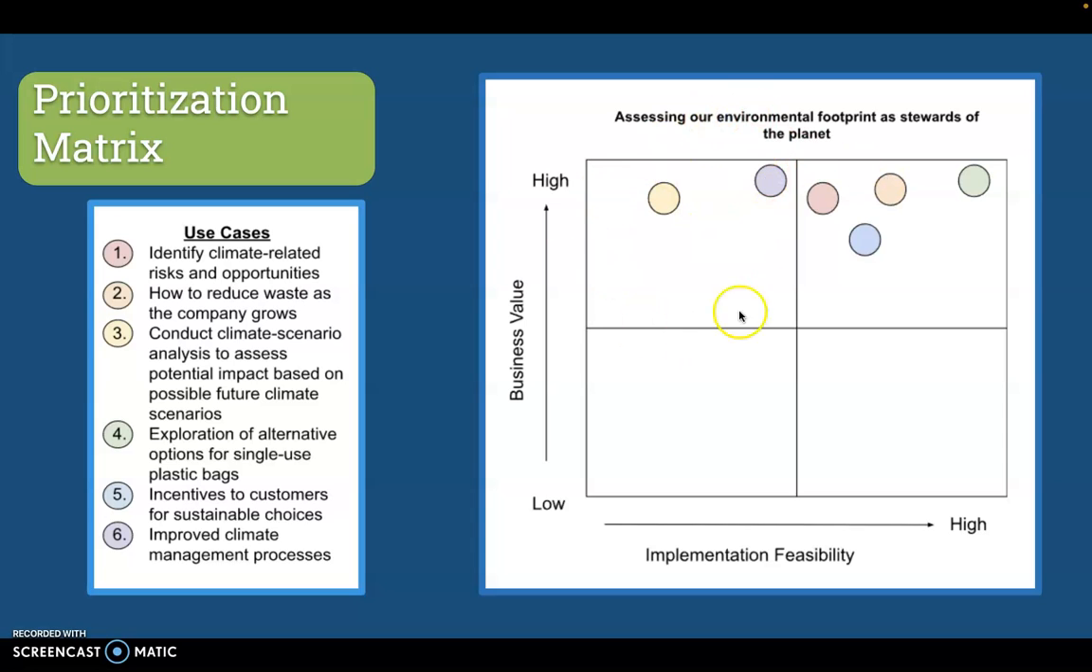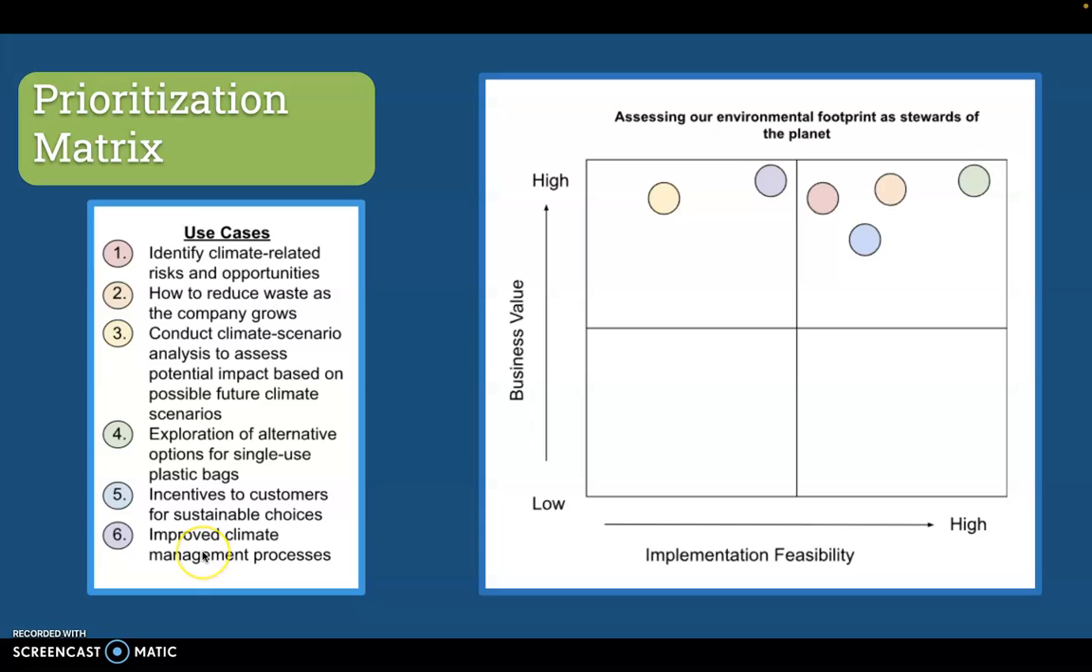So yellow, a little different. So conducting climate scenario analysis to assess potential impact based on possible future climate scenarios. It's high in business value, but it's somewhat lower in the implementation feasibility section of it. For 4, we're looking at the green, so that's exploration of alternative options for single-use plastic bags. So that's high on both ends of the business value and implementation. 5, which is this blue right here, is the lowest in terms of business value, but it's still pretty far over in the implementation, so not ideal, but there.